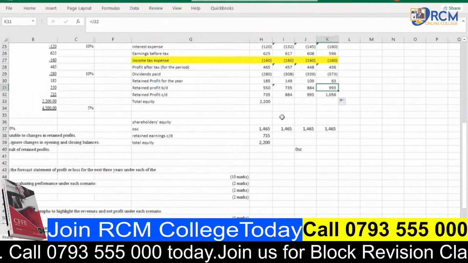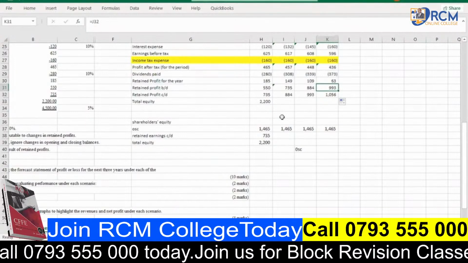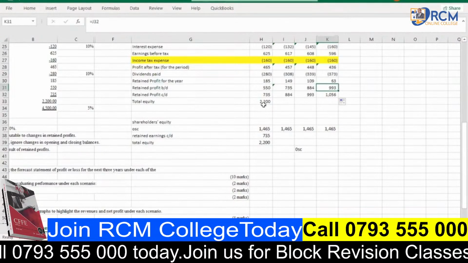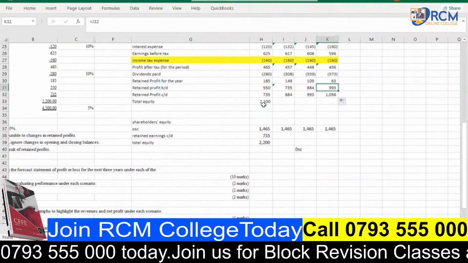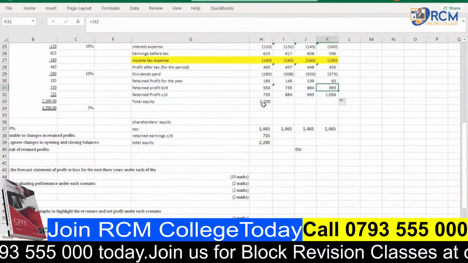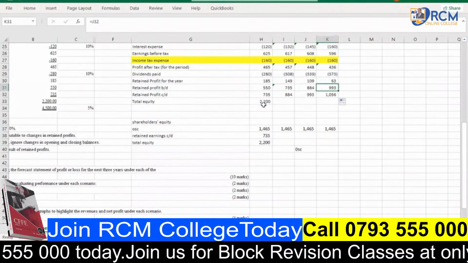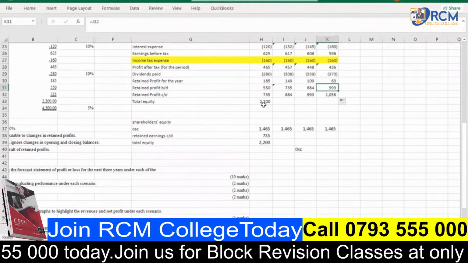So somebody saying that I should repeat, is it how to get the retained earnings or now how to get the total? Is it how to get the retained earnings out of the total?